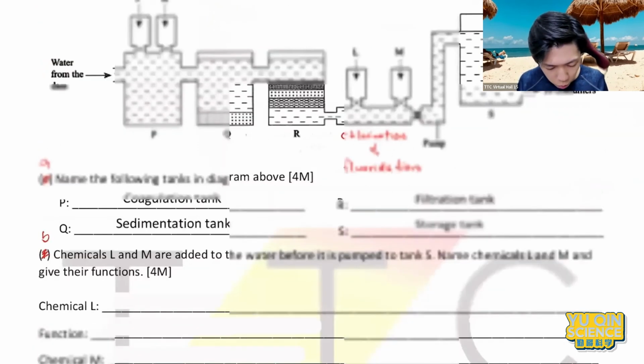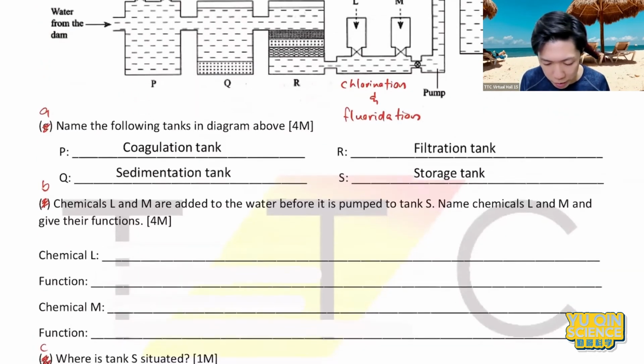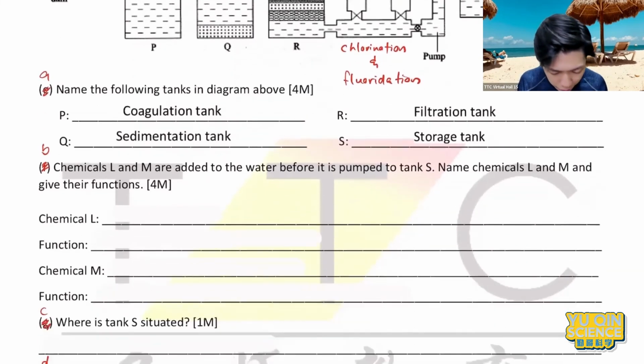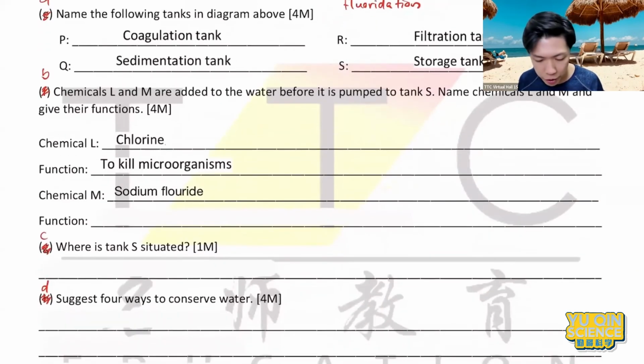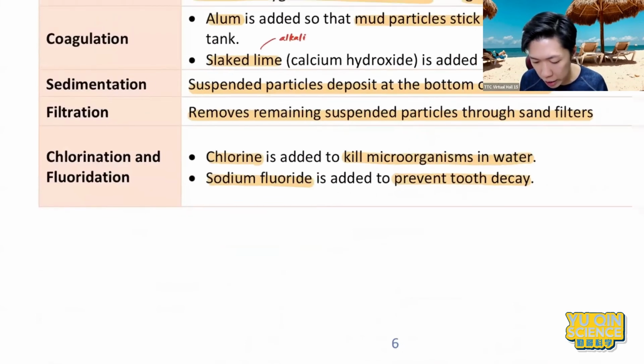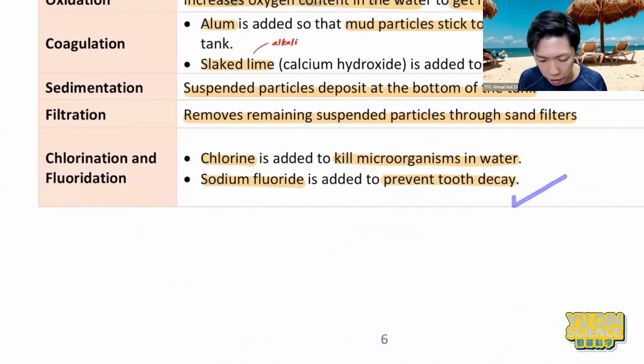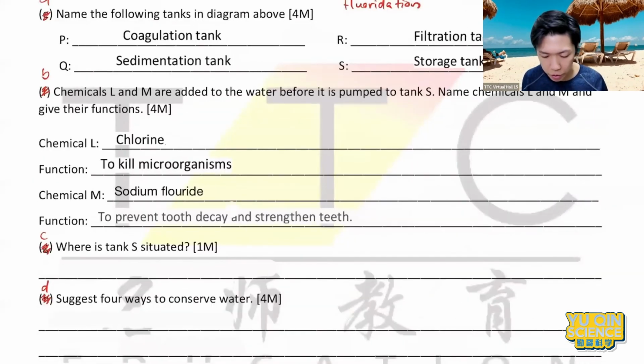Okay, chemical L, sequence doesn't matter. I start with chlorine and then I go for function. Straightforward, right? To kill microorganisms. M should be sodium fluoride. And what's the function? That's to prevent tooth decay. You can copy exactly that. Tooth decay.